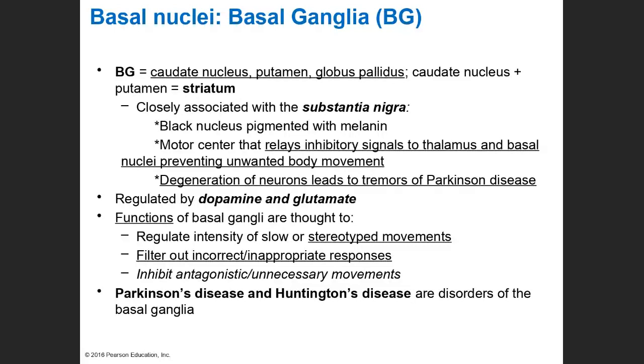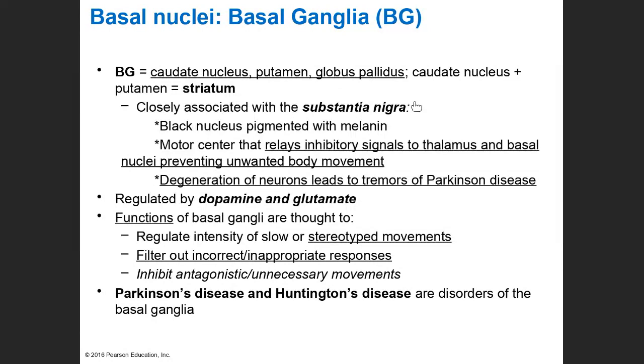Okay, we are done with cortex. So we're going to go into a deeper part of the brain here. It's referred to as the basal nuclei, also known as the basal ganglia. The basal ganglia is actually a collection of regions. I do want you to know what regions make up this basal ganglia. We have the caudate nucleus, the putamen, and the globus pallidus.